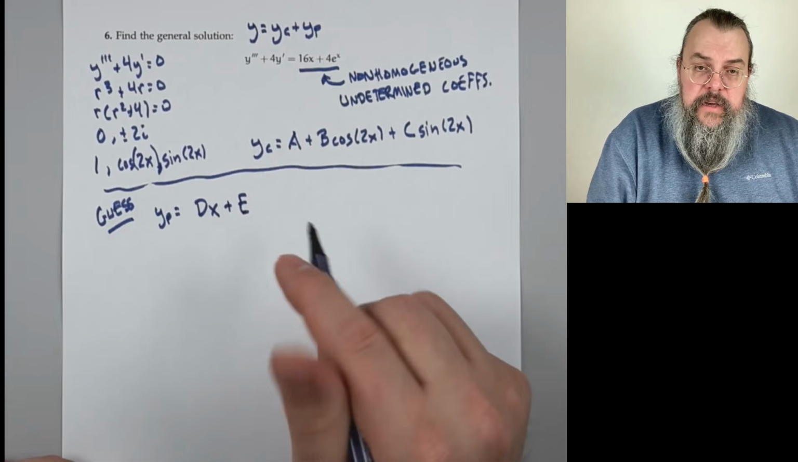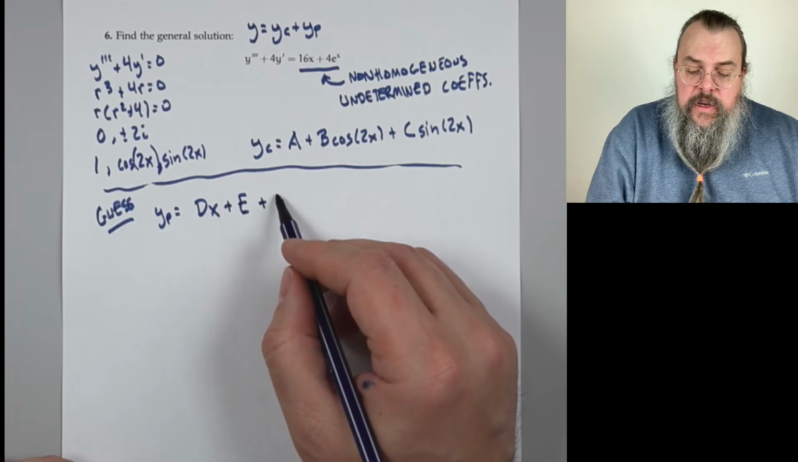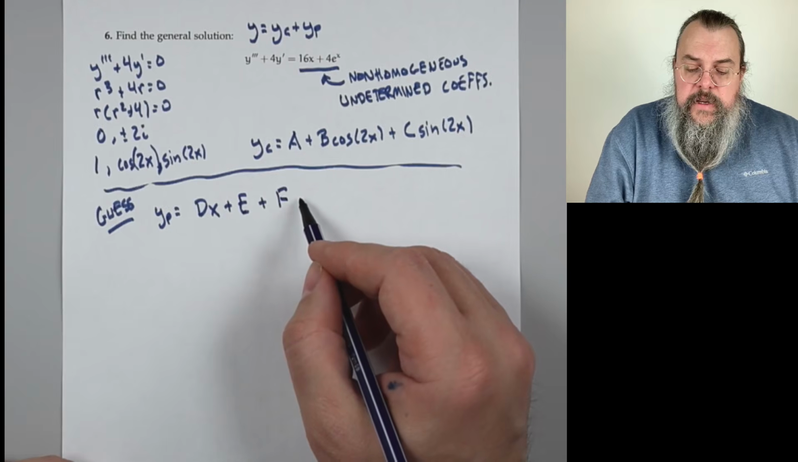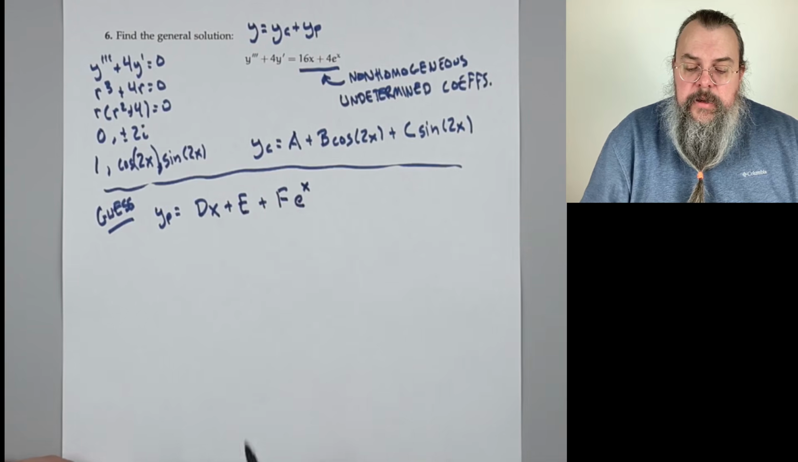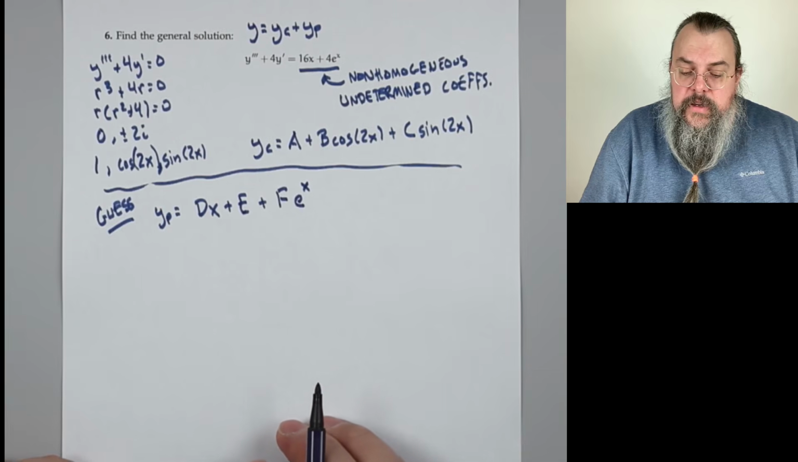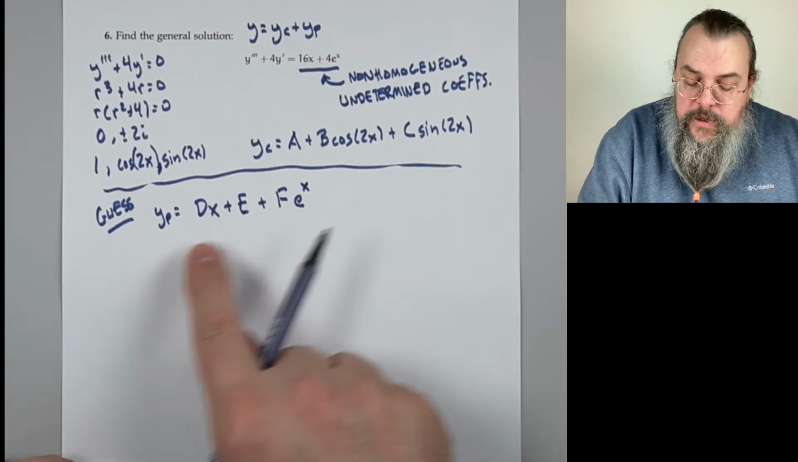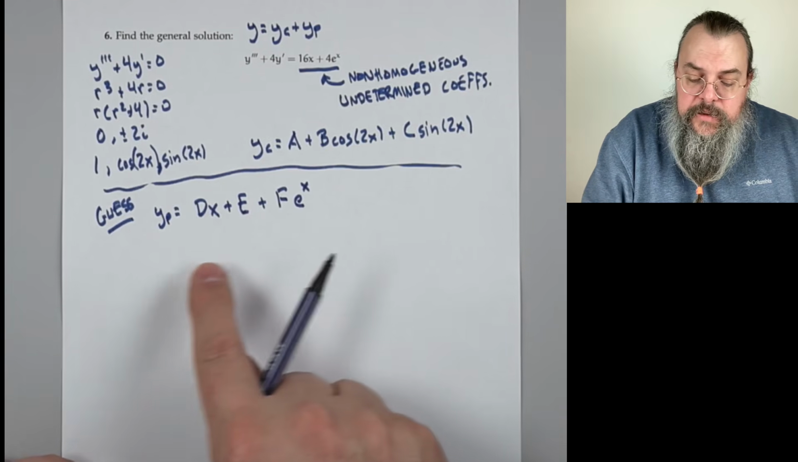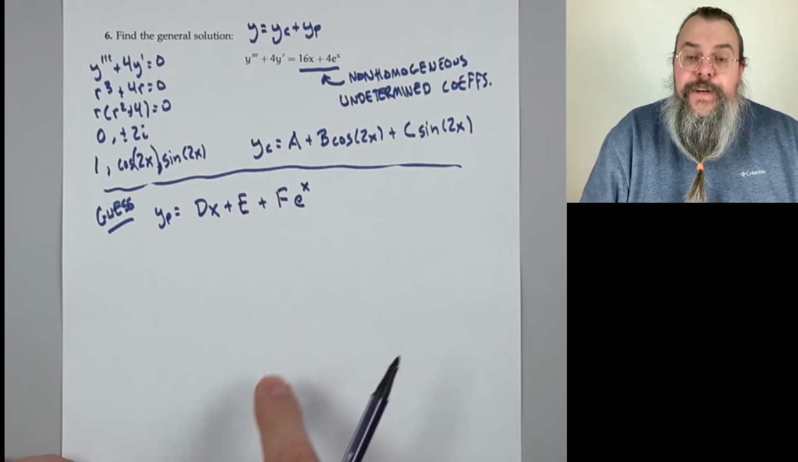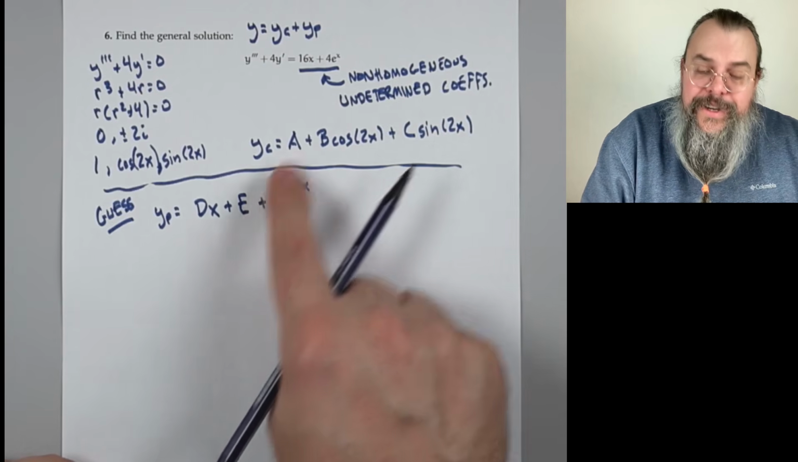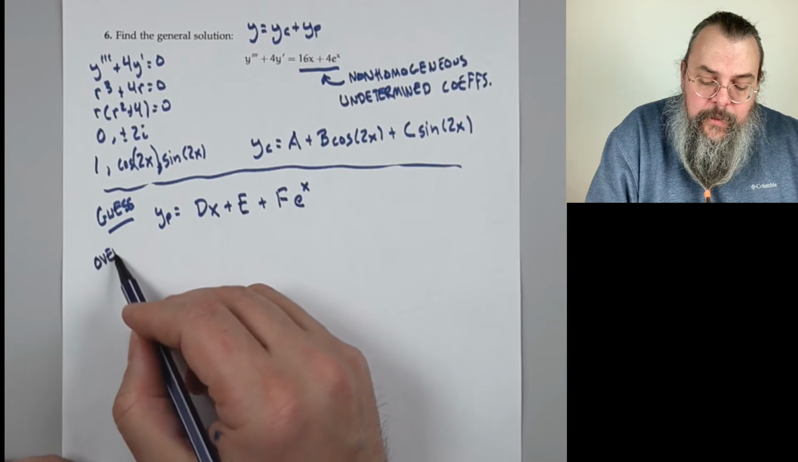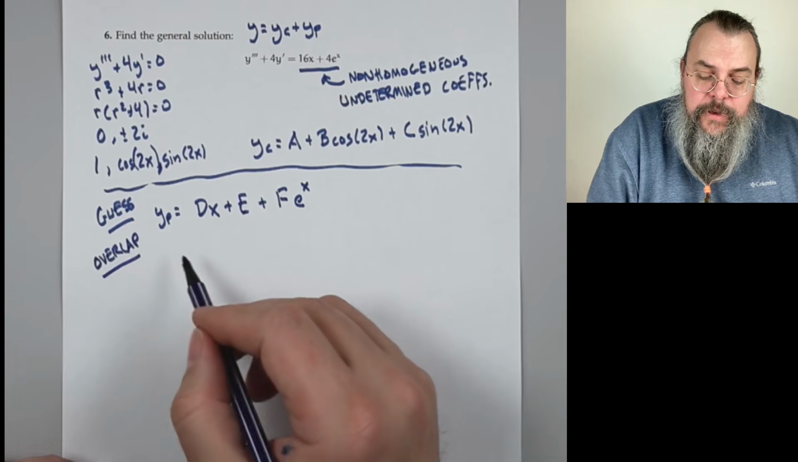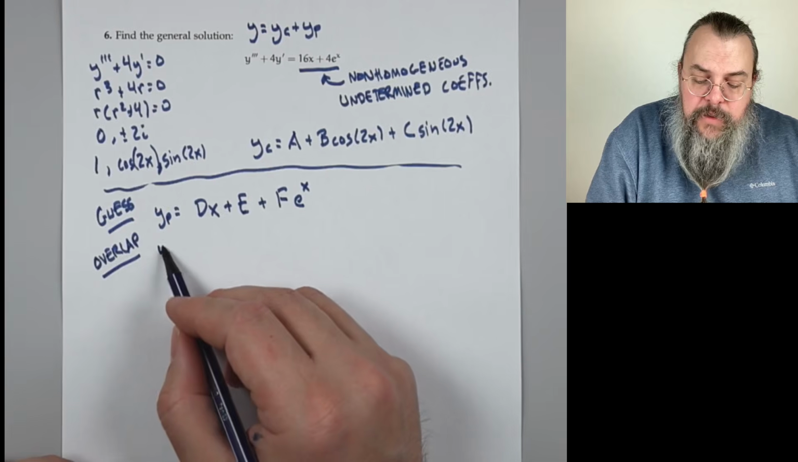Then we see e to the x. So that says we should guess something in the form f times e to the x. Okay, good. So far, so good. And now we ask, do we overlap? We do. So after our initial guess, we see overlap, so we have to modify our guess.